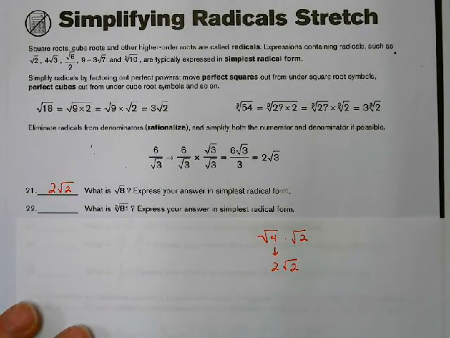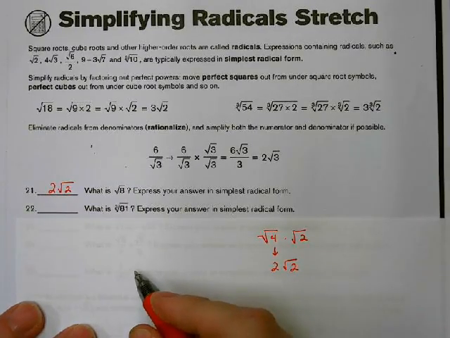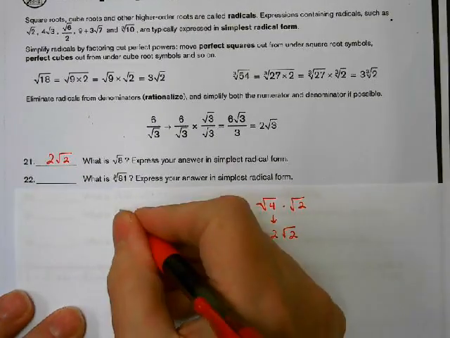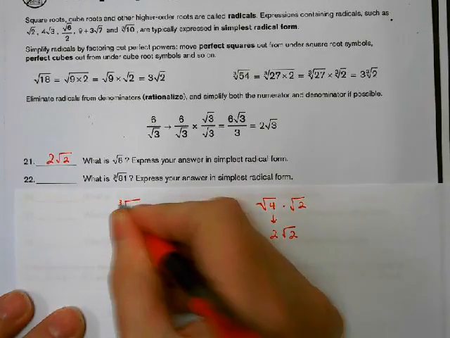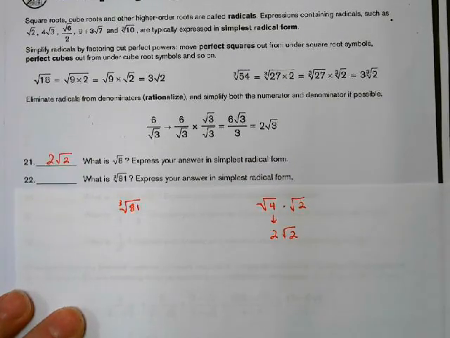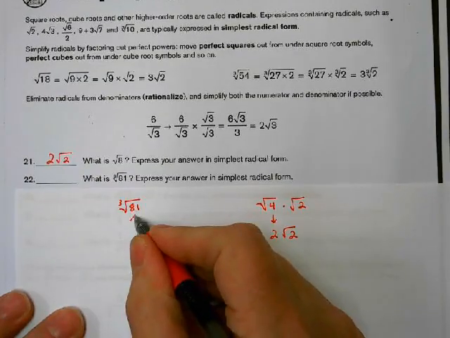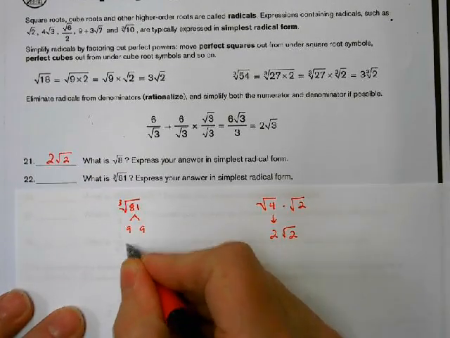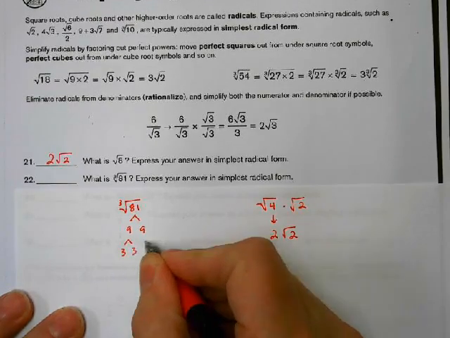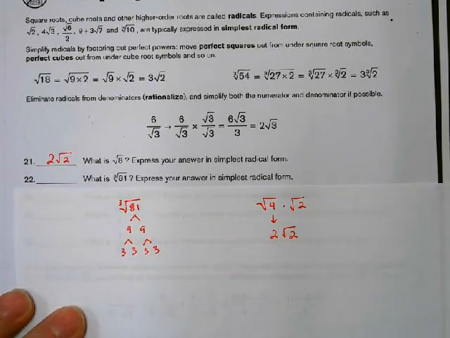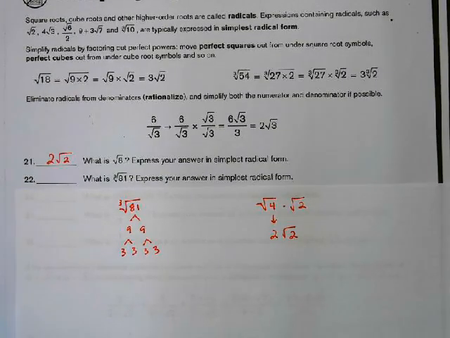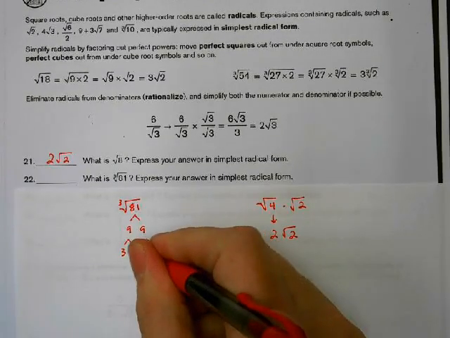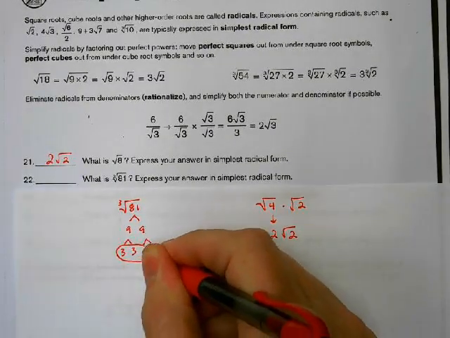Next one is a cube root. So on the cube root of 81, we have to remember that we're not looking for perfect squares anymore. We're looking for perfect cubes. There's a couple ways you can do it. You can either know that 81 is 27 times 3, or you can just break it down here. So we got 9 times 9 is 81, and we got 3 and 3, and 3 and 3. So 81 is 4 threes.